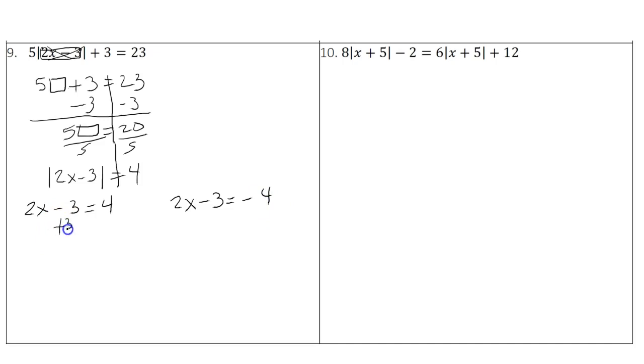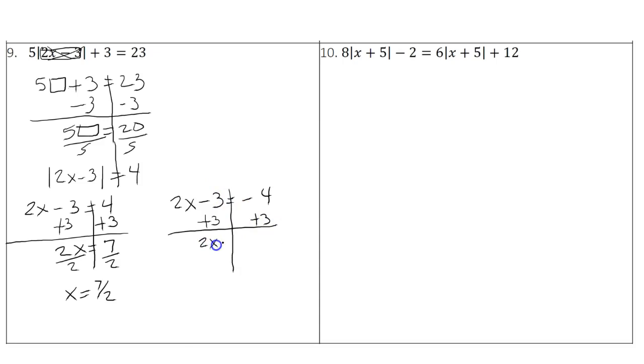Solve both equations. Add 3 to both sides for 2x equals 7. Divide both sides by 2 for x equals 7 halves. Do the same for the other equation. Add 3 to both sides for 2x equals -1, divide both sides by 2, for x equals -1 half. The two solutions for this problem are 7 halves and -1 half.